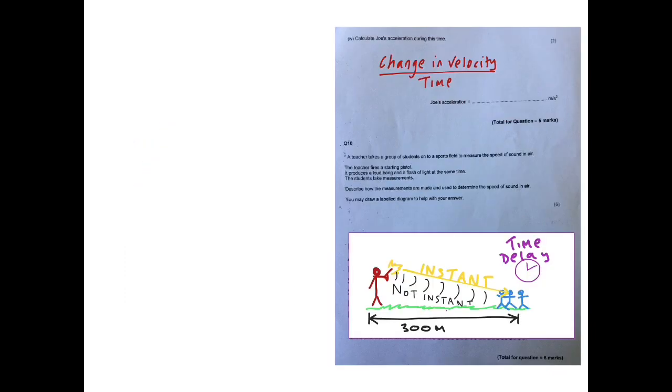Then the final part of this question, it says calculate Joe's acceleration during this time. So acceleration is a change in velocity over time. So change in velocity is basically from here to here, so we read off the graph, so 0 to 15.